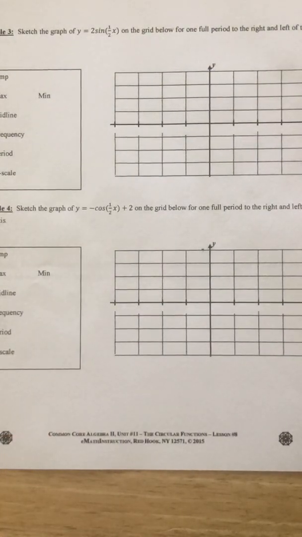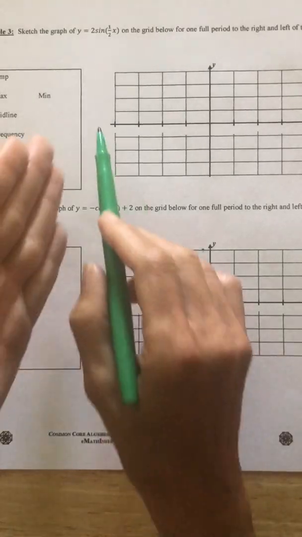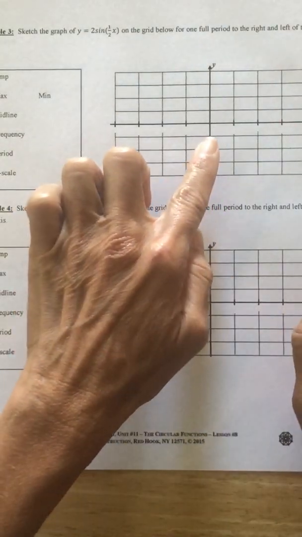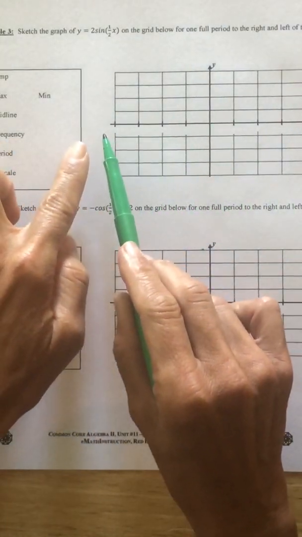Okay, so now we're changing it up a little bit. We're sketching the graph y equals 2 sine 1/2 x. So we do have an A value, we do have a B value, and there is no vertical shift, no C value. We just want one full period to the right and to the left. So you're not necessarily going from 0 to 2 pi anymore, or negative 2 pi to 2 pi. We just want one full period to the right, one full period to the left.